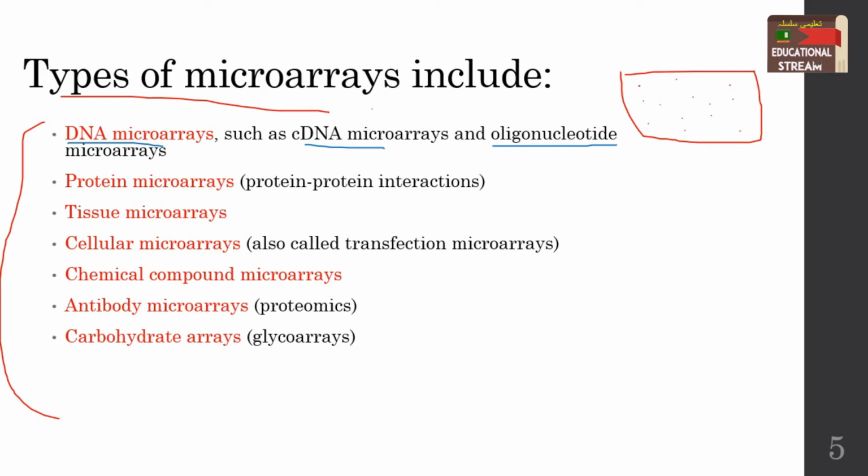We can call it expression analysis. In this experimental setup, cDNA, which is derived from the messenger RNA of a known gene, is immobilized on the solid support, like these red dots or blue dots. These are the cDNA molecules.